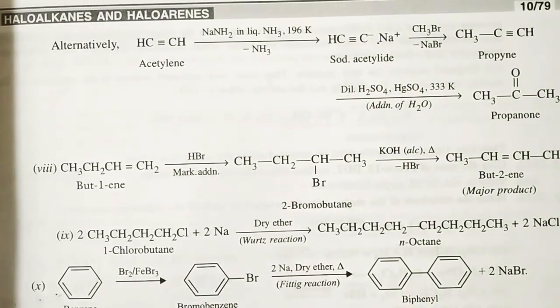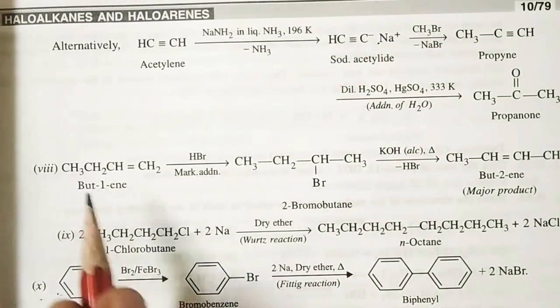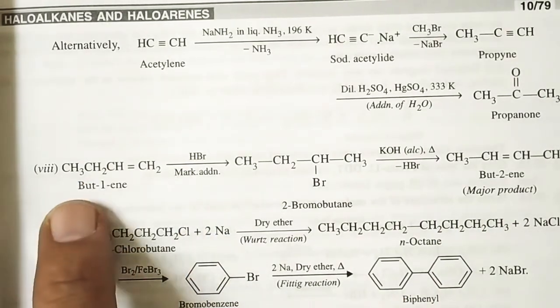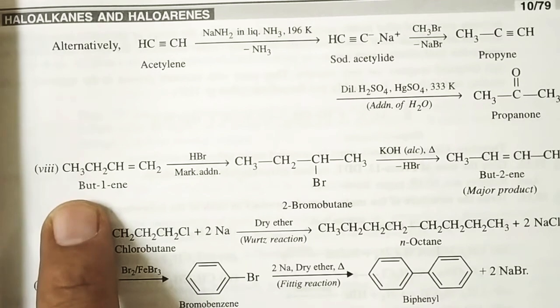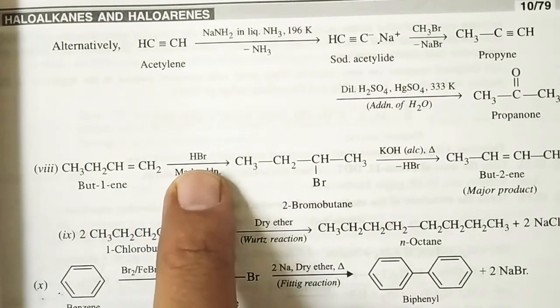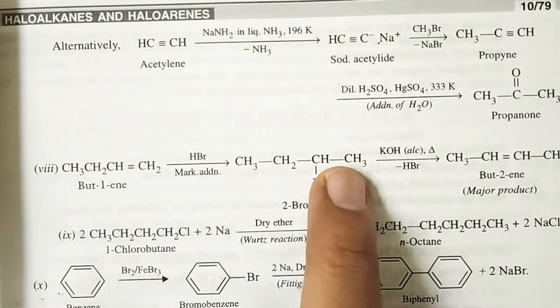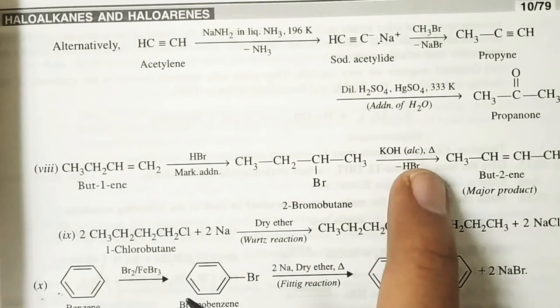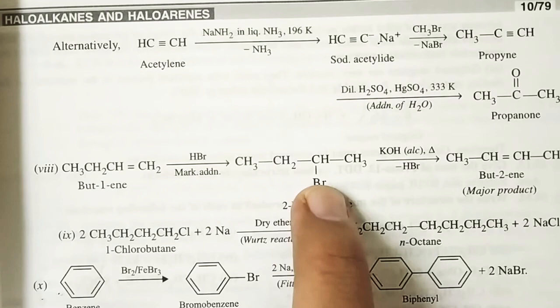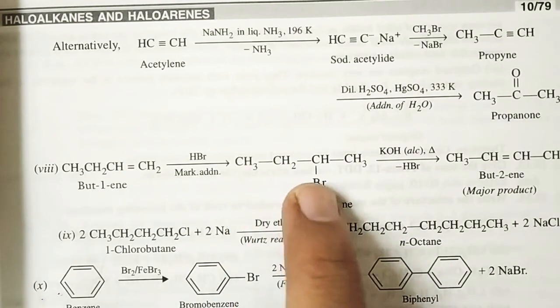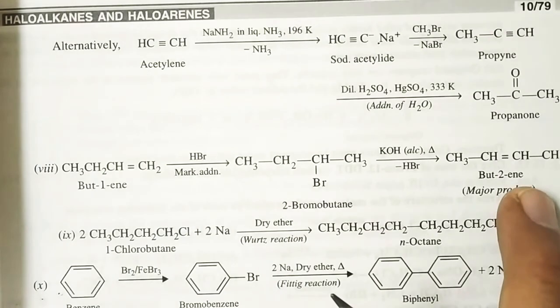Okay, but-1-ene to but-2-ene. You just have to shift your double bond. For this process, I first want to prepare but-1-ene, which reacts with HBr. It's a Markovnikov addition, so we get CH3CH2CHBrCH3. In the beta elimination reaction, there is removal of bromine and removal of hydrogen from here, right? According to the Saytzeff rule, we get but-2-ene.